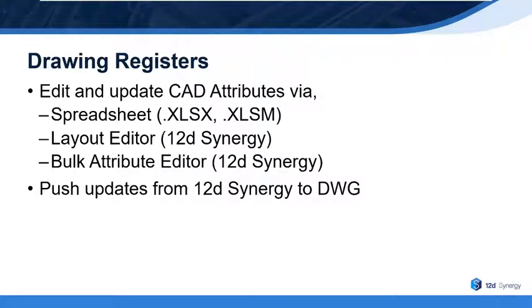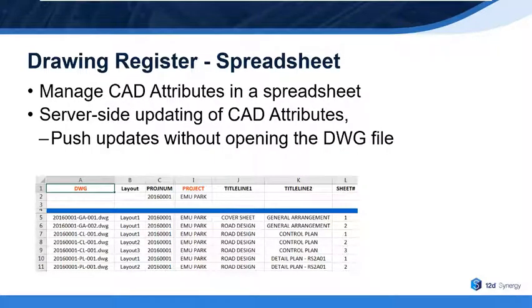Basically these push updates from 12D Synergy to your DWG, so you can manage all your drawing title blocks at once. With the drawing register method, so using Excel or CSV file, it manages your CAD attributes and is what we call a server-side updating of those attributes. So it will push the updates to your DWG without even having to open them.